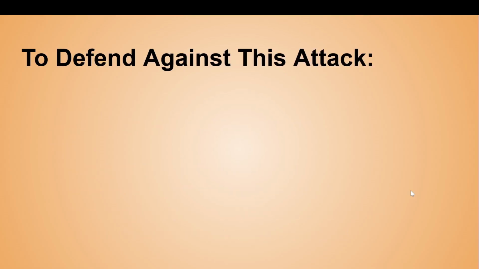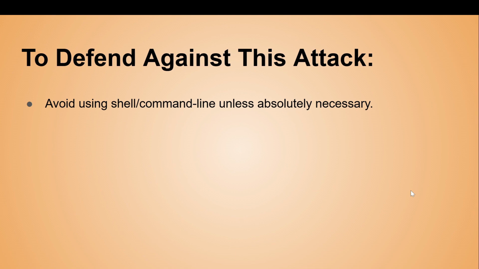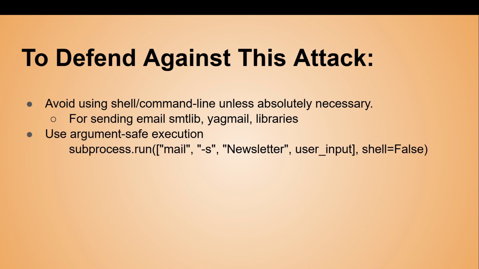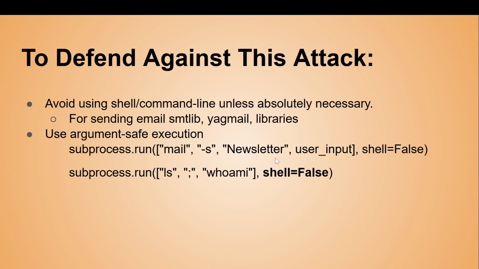To defend against this attack, avoid using shell or command line unless it is absolutely necessary. For example, when we want to send an email, we can use high-level libraries instead of invoking the shell directly. But if we really have to execute some external commands, use argument-safe execution. For example, in Python, we can use subprocess.run and turn off the shell option. By doing so, Python skips the shell and directly executes the binary. There would be no shell parsing, so special characters have no effect and they are treated just as literal arguments.